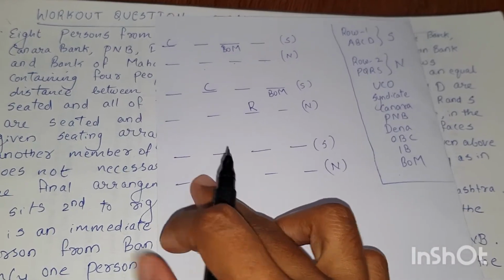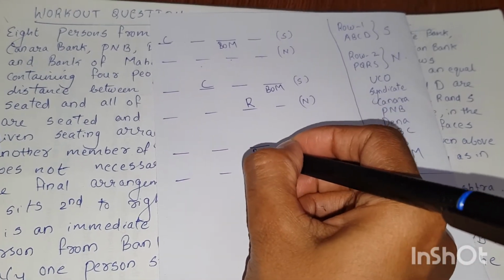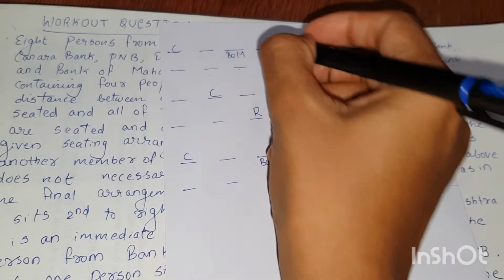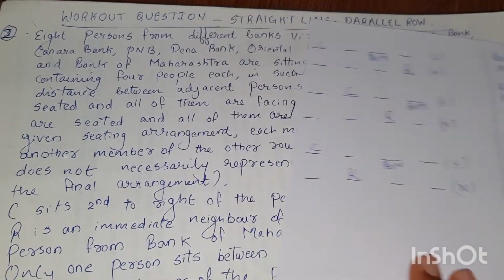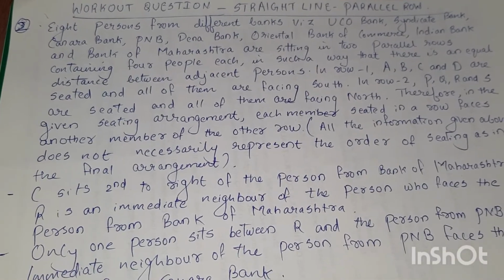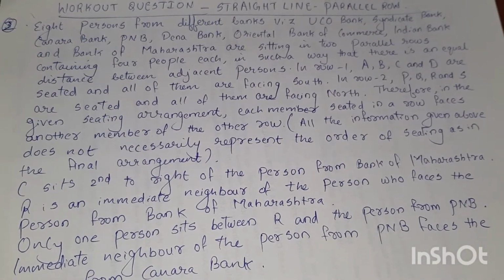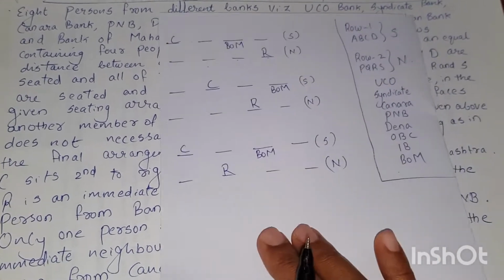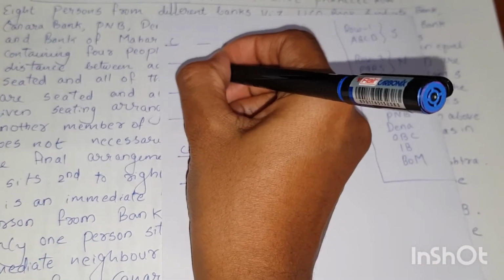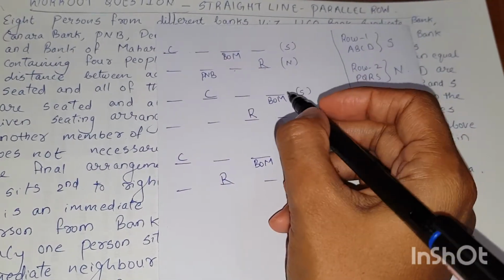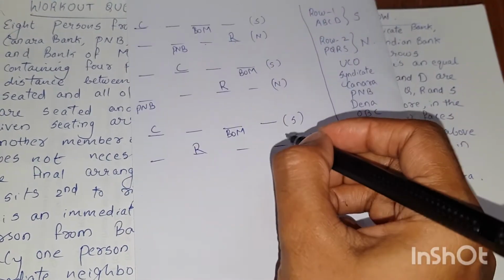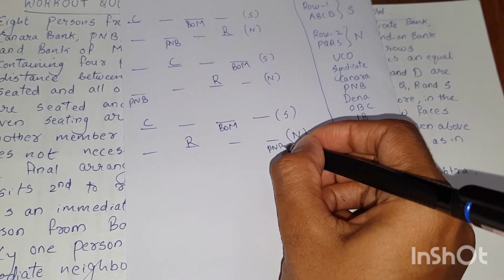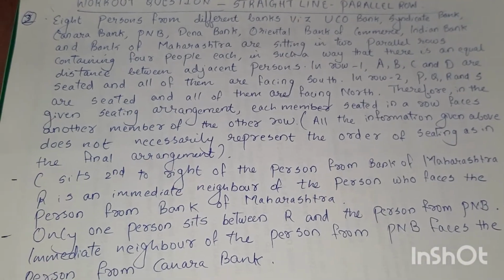So I have drawn another diagram. BOM is here, C is here, and R can come here and R also can come here. Okay, now only one person sits between R and the person from PNB. So PNB is here because only one person is sitting between R and PNB, and in this case PNB is here. PNB means Punjab National Bank.